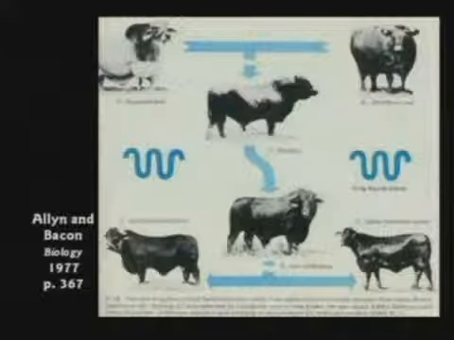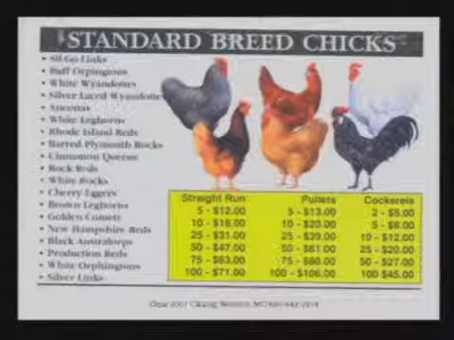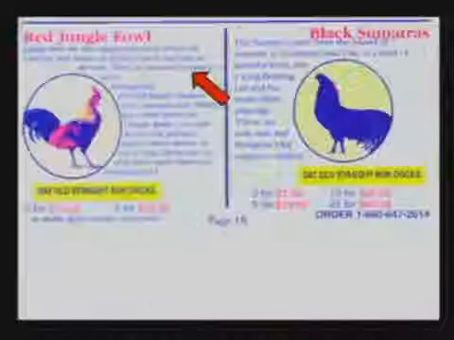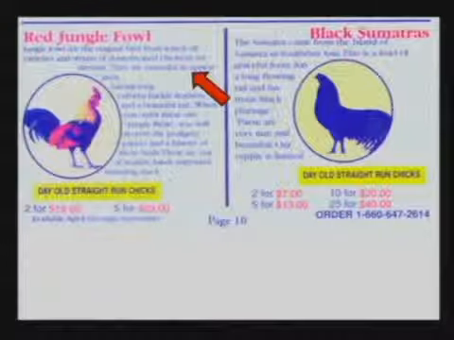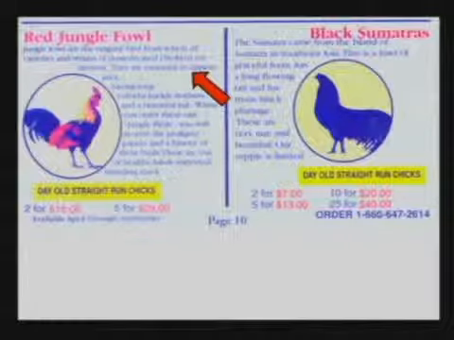There's a variety of cows. They might have had a common ancestor, a cow. There's a variety of chickens. This is a magazine where you order chickens. What kind do you want to get? Red rocks, white rocks, cherry eagles, brown leghorns, golden comets? But the magazine says, the jungle fowl are the original bird from which all varieties and strains of domesticated chickens are derived. Did you know all the chickens had a common ancestor?